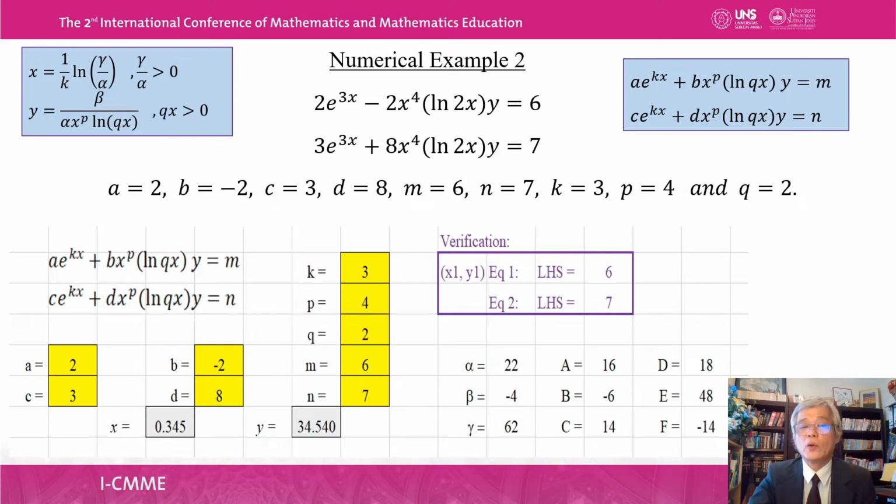34.540. And in my spreadsheet, I program a verification box. I substituted these x and y values into the first equation. I get 6. Into the second equation, I get 7, which are the same values as the given equations. This proves that the answers for x and y are indeed the correct ones.